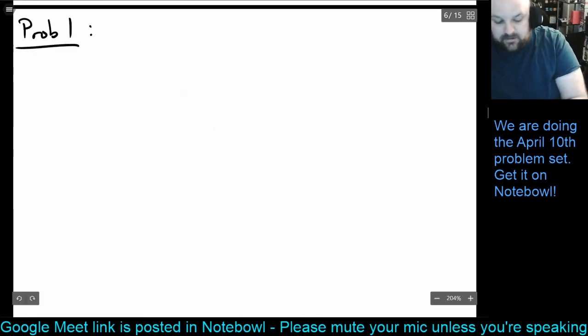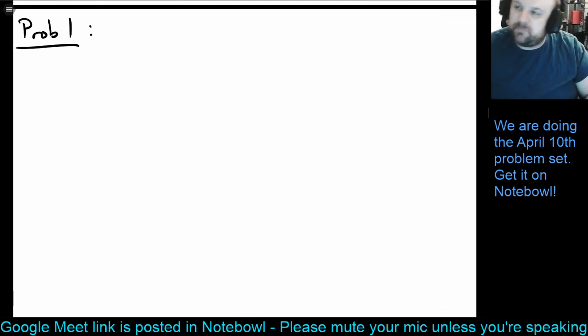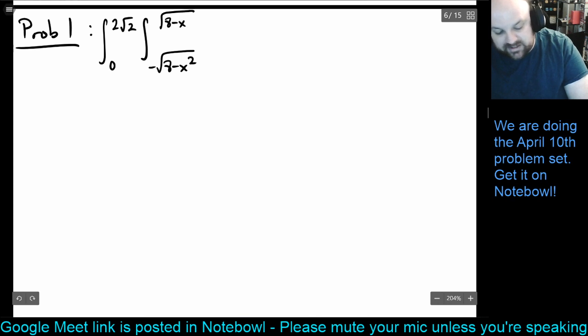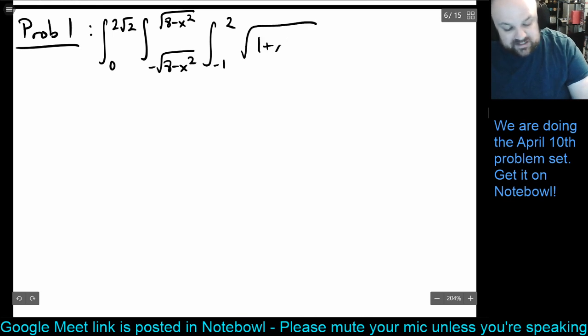Problem 1 here. So problem 1 just says evaluate this integral. This integral being the integral from 0 to 2 square root of 2, of the integral from minus square root of 8 minus x squared to square root of 8 minus x squared, of the integral from minus 1 to 2 of 1 plus x squared plus y squared dz dy dx.